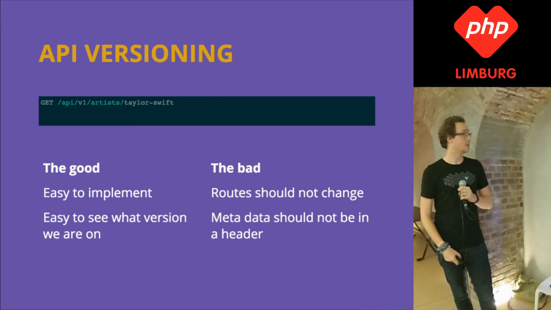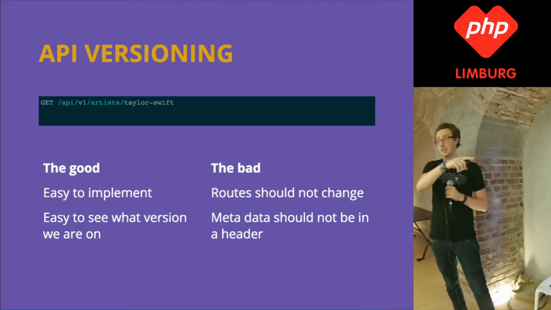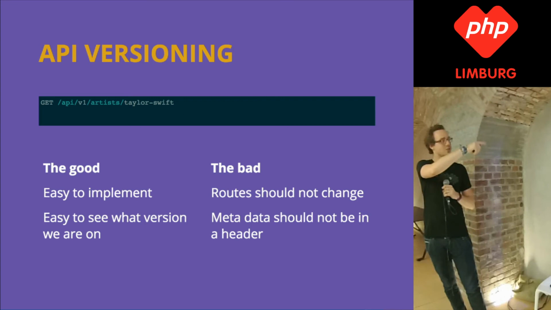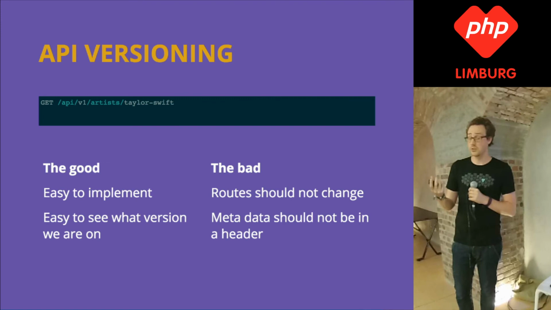The thing here is, this again isn't very HTTP-y. So you're asking for the first version of the artist if you're just looking at the API here. API version 1 of artist Taylor Swift. Like, you're not asking about the first version of the API. No, you're asking about the first version of the artist. This is semantically wrong. And that's one of the biggest complaints against it.